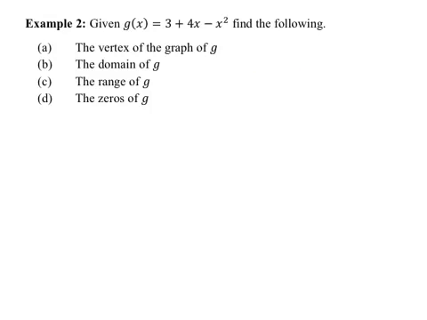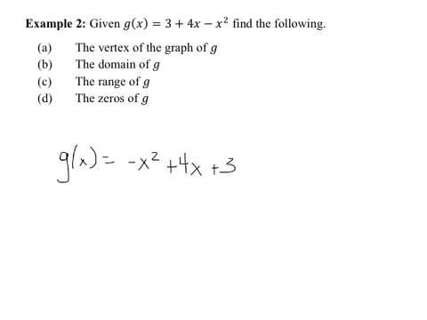Example 2, given g of x equals 3 plus 4x minus x squared, find the following. A, the vertex of the graph of g, B, the domain of g, C, the range of g, and D, the zeros of g. So let's start by putting it in the correct form. So we'll say g of x equals negative x squared plus 4x plus 3.